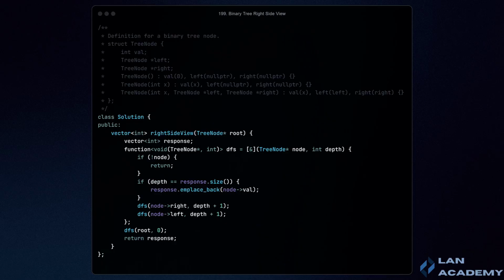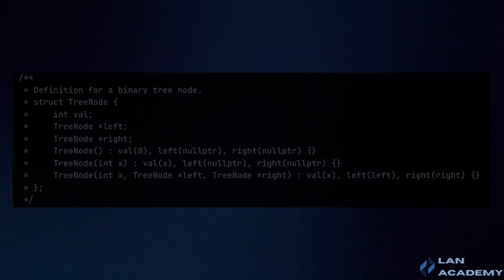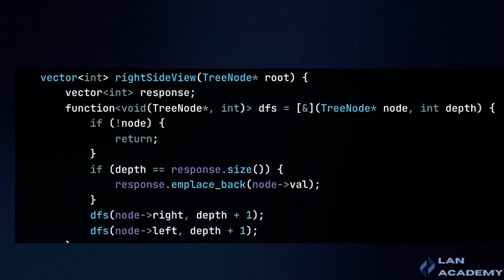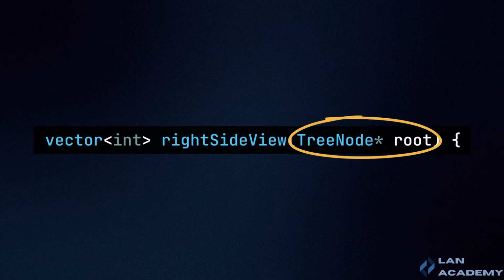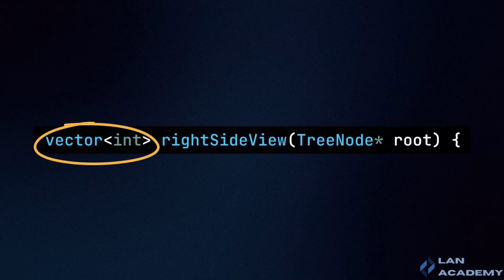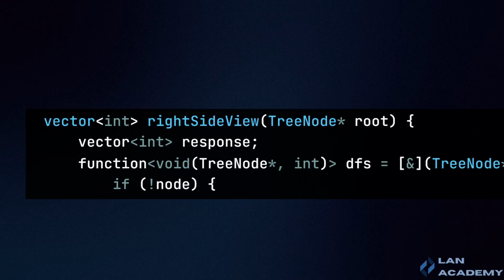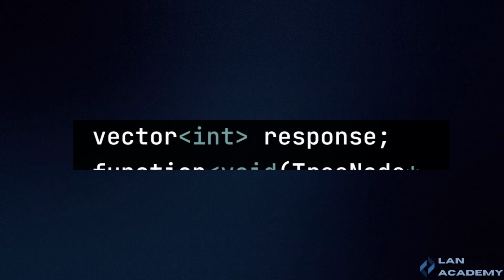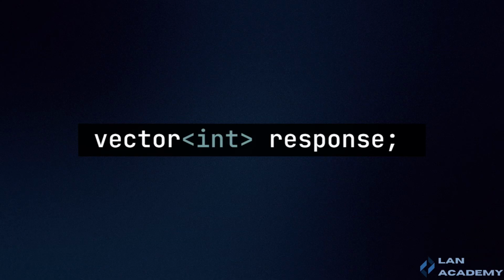Each node in a binary tree is defined by a tree node structure. The structure contains an integer value and pointers to its left and right children. The function rightSideView takes the root of the binary tree as a parameter and returns a vector of integers representing the right side view of the tree. Inside this function, we declare a response vector that will store the rightmost nodes at each level.